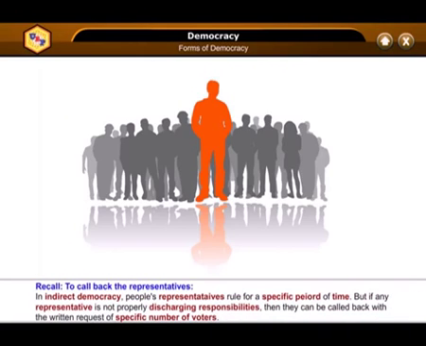Recall. To call back the representatives. In indirect democracy, people's representatives rule for a specific period of time, but if the representative is not properly discharging responsibilities, they can be called back with the written request of a specific number of voters.